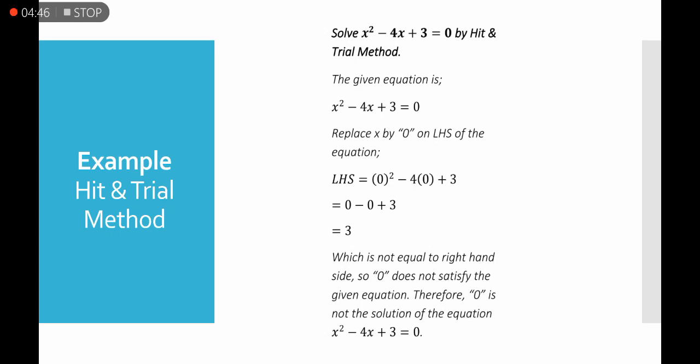The given equation is x square minus 4x plus 3 is equal to 0. Replace x by 0 on left hand side of the equation. Left hand side becomes equal to 0 square minus 4 into 0 plus 3, which is equal to 0 minus 0 plus 3, and which is equal to 3, which is not equal to right hand side, so 0 does not satisfy the given equation. Therefore 0 is not the solution of the equation x square minus 4x plus 3 is equal to 0.